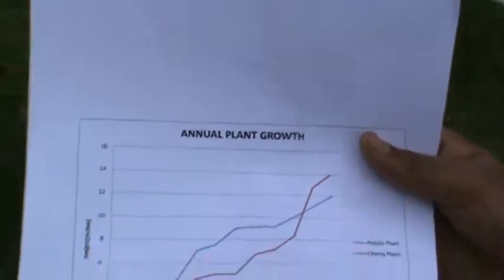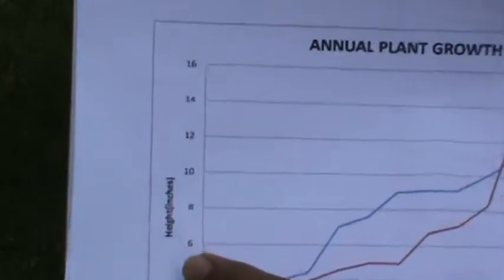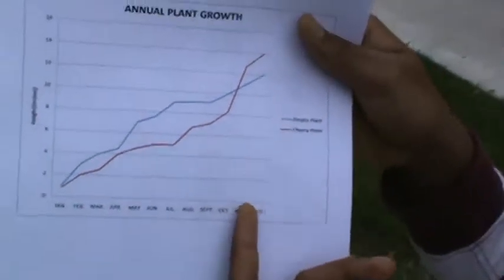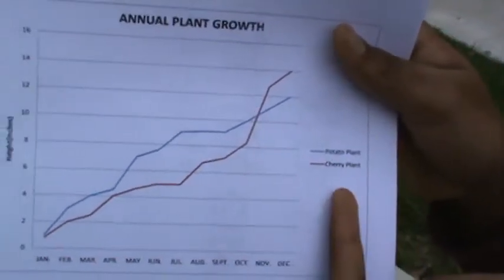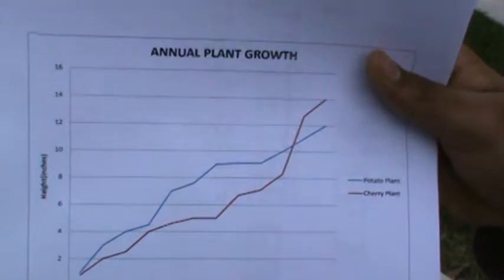And then we also labeled the axes with height in inches, as well as making a key for which plants are which. We also color coded them. For example, as you can see here, the cherry plant is in red and the potato plant is in blue. So this concludes our line graph. It makes it complete. Thank you.